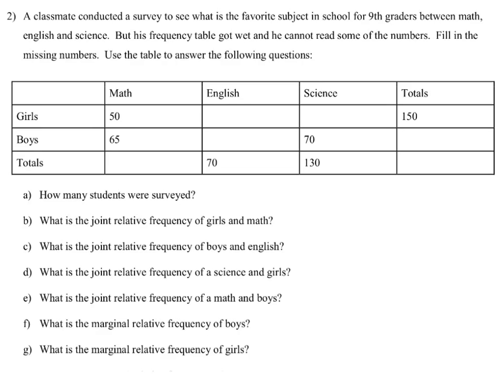Classmate conducted a survey, and you got favorite subject for 9th graders between math, English, and science. Anyway, so you need to fill out the table based off your totals. Like right here, you can do 130 minus the 70, which will give you, let's see, hold on. Here I'm being lazy, just using a calculator to do everything. That'd be 60. If you do 150 minus the 60, you get 90. And you minus that 50, you'll get this number here. See, that's 40. And if you do 70 minus the 40, you'll get 30.